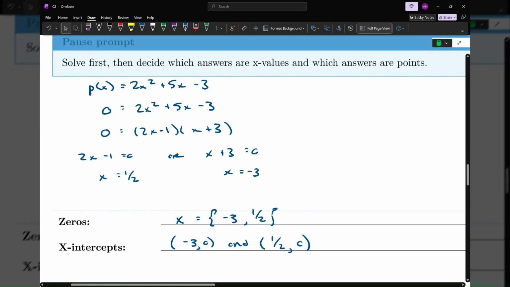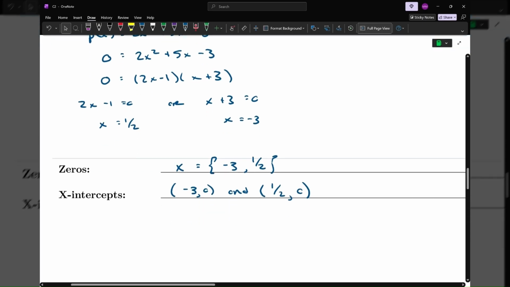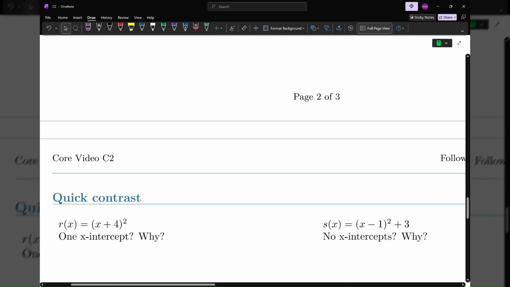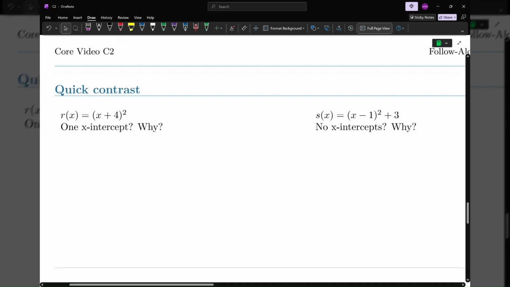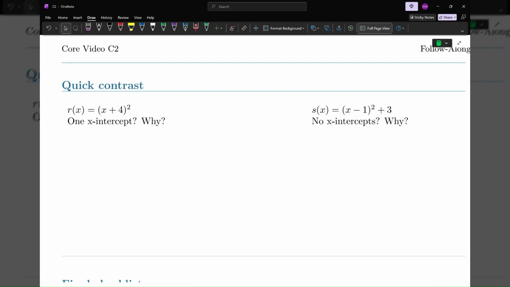So you can see we solved it out, a little bit of factoring in there. We got x is 1/2 and x is -3. So again, distinguishing between, is that an x-intercept, is it a zero? And that's it. Okay, so one more little contrast to look at is we have these two functions: r of x equals (x plus 4) squared, and s of x equals (x minus 1) squared plus 3.